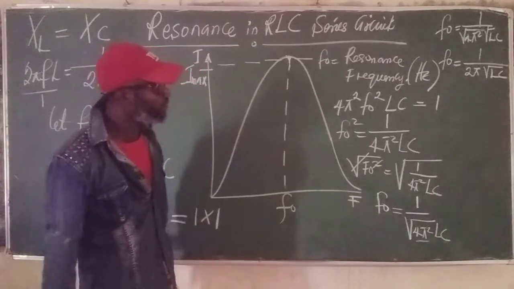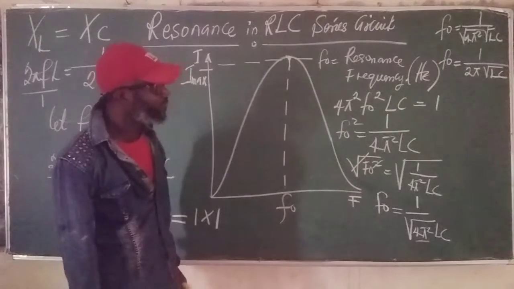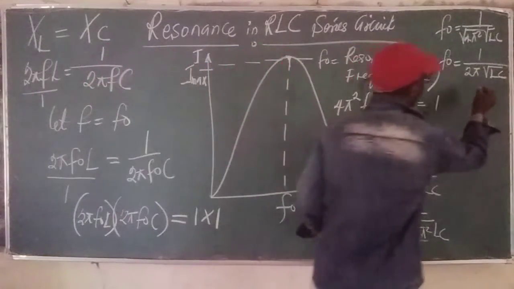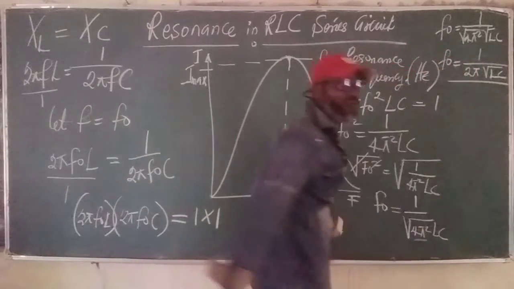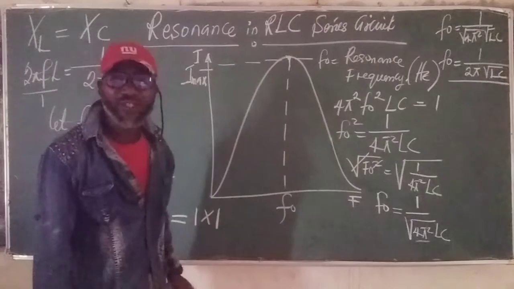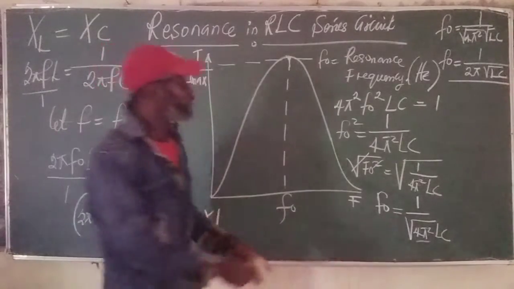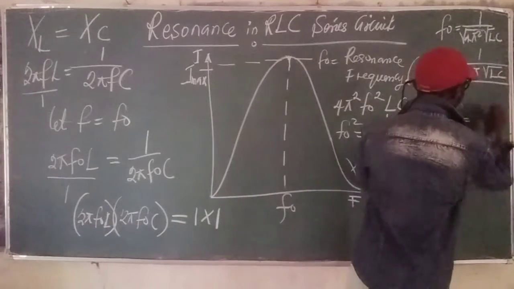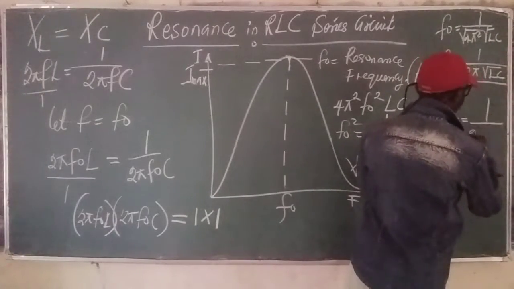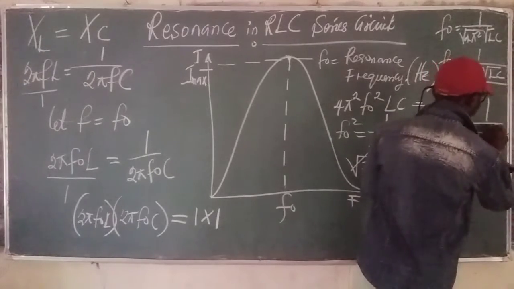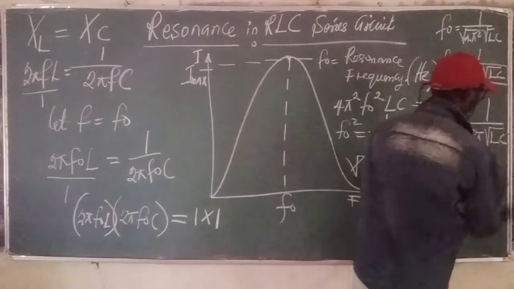So what do you think happens here? That is the resonance frequency we are talking about. Can't you see we have found it? Bravo! We have found the resonance frequency, F naught. So resonance frequency F naught is equal to 1 all over 2 pi root LC.